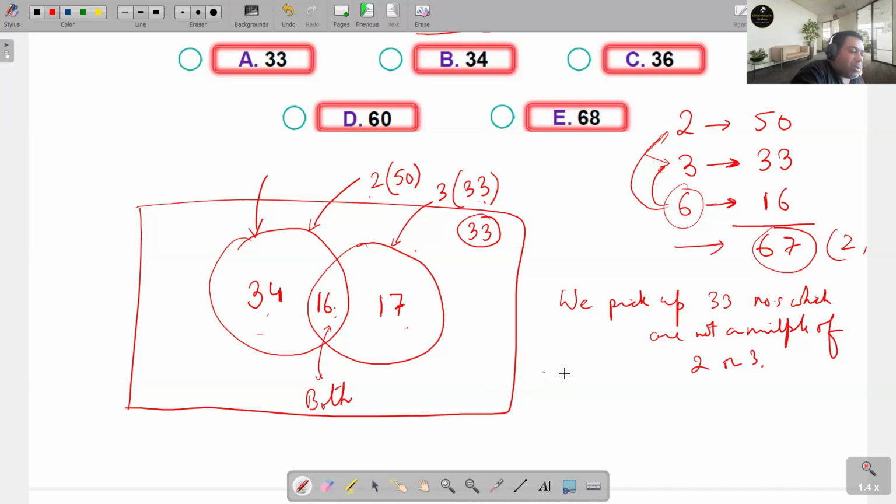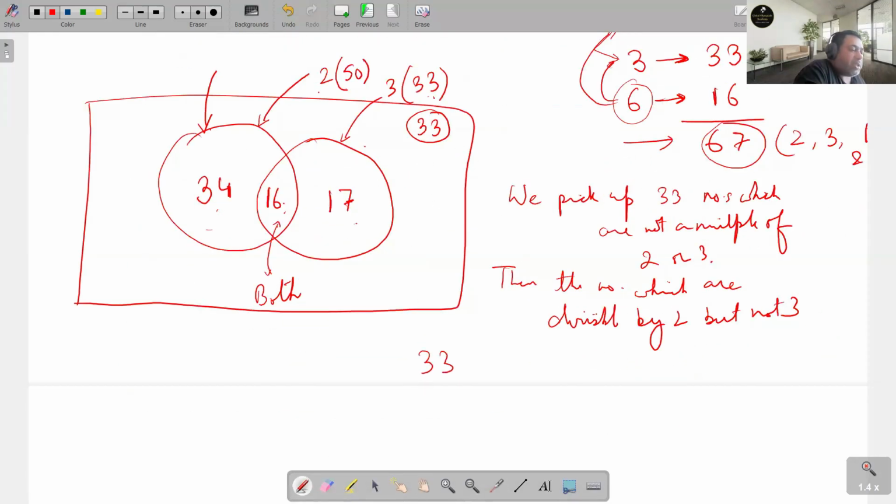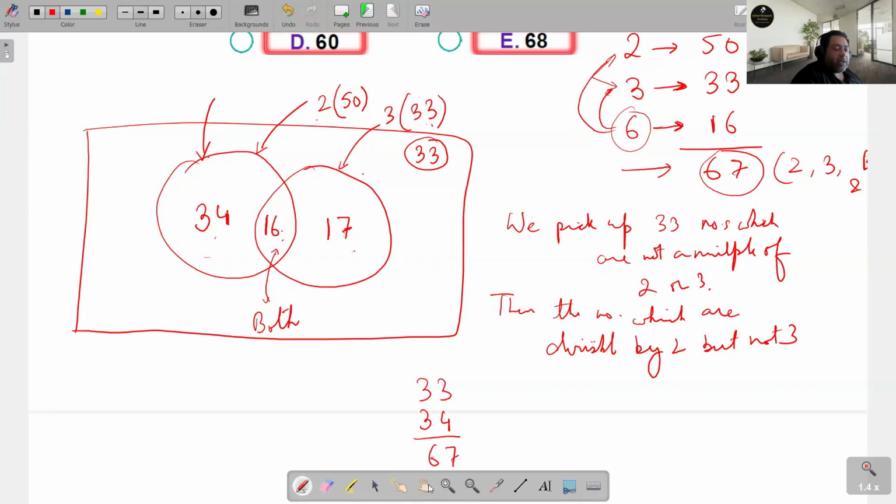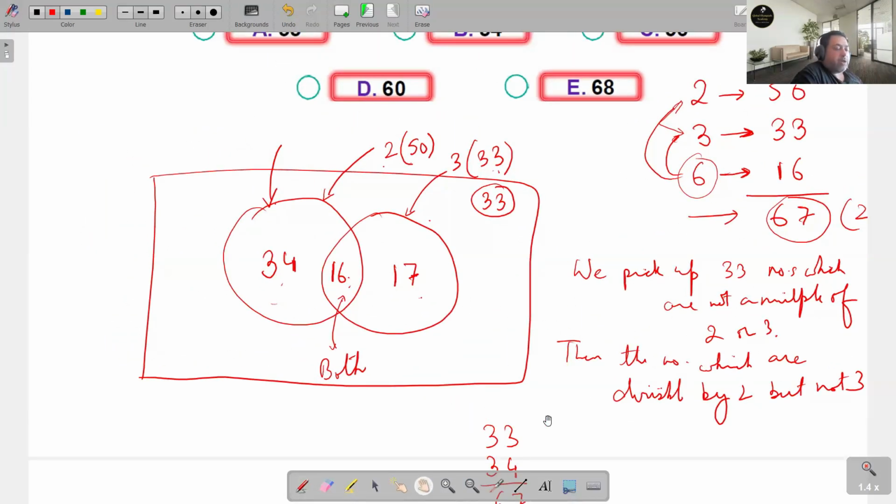First we picked up those 33 numbers, and then the numbers which are divisible by 2 but not 3. We pick up these 34 numbers. We have picked up 33, and then we have picked up 34: 67 numbers. Still there are no 2 numbers whose product is divisible by 6, because we still do not have the 3 which is required in them for them to become divisible by 6. 33 plus 34 is 67.